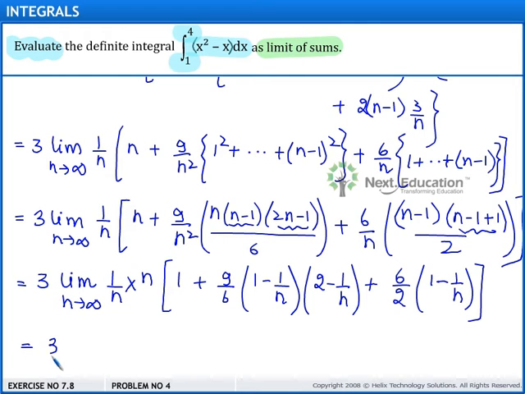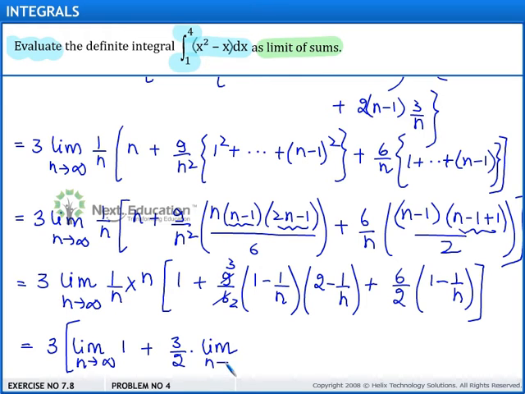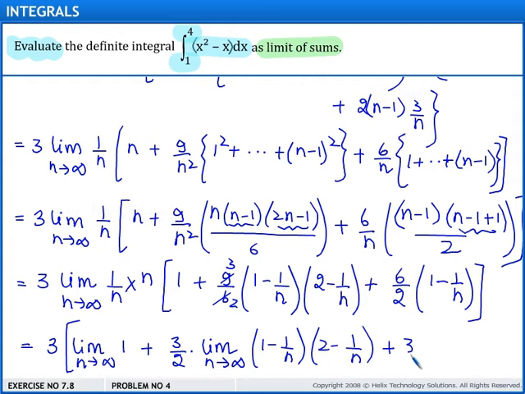Now this is further equal to 3 times the limit as n approaches infinity of 1 plus 9 upon 6, which gives 3 upon 2. So we have 3 upon 2 into the limit as n approaches infinity of (1 minus 1 upon n) into (2 minus 1 upon n), plus 3 times, since 2 3s are 6, the limit as n approaches infinity of (1 minus 1 upon n).